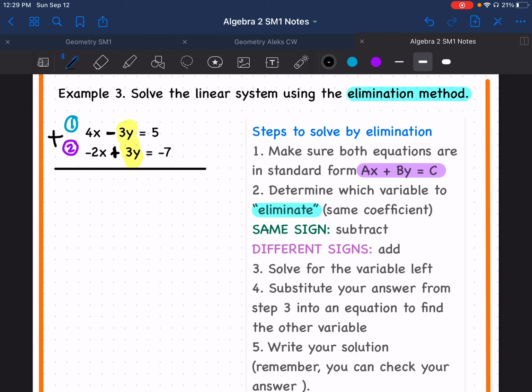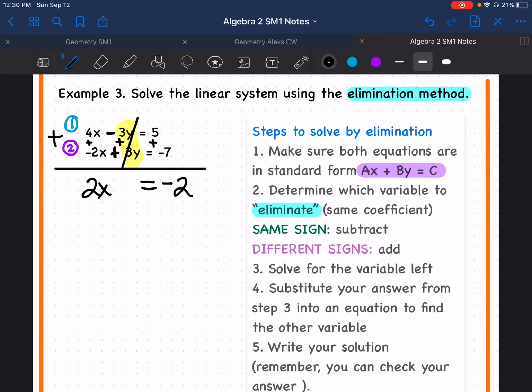I like to bring the plus in between. I'm going to do 4x plus -2x. That would give me 2x. Then -3y plus +3y is going to cancel out and eliminate. Equals, because it's got to stay where it is, 5 plus -7, which is -2.